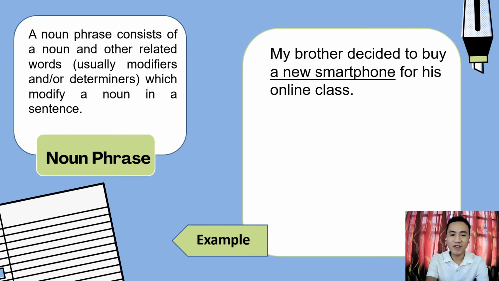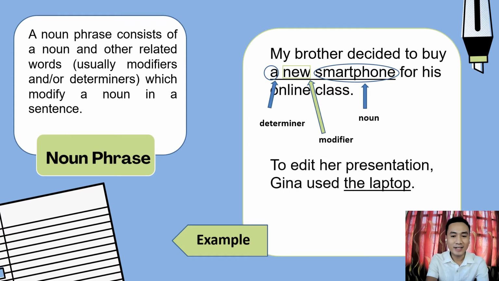The underlined phrase is a noun phrase because it has the determiner a, the modifier new, and the noun smartphone. Another example, to edit her presentation, Gina used the laptop. The underlined phrase is a noun phrase because it has the determiner the and the noun laptop.